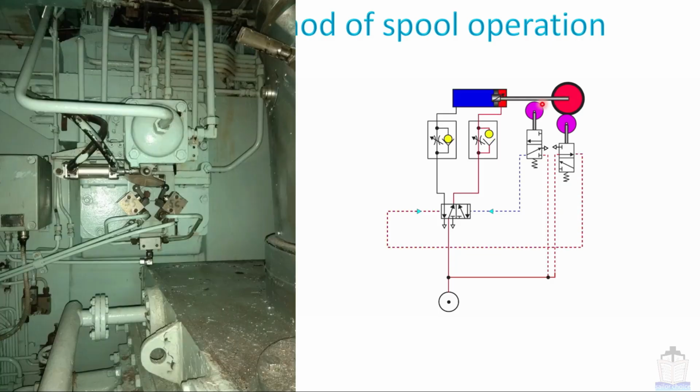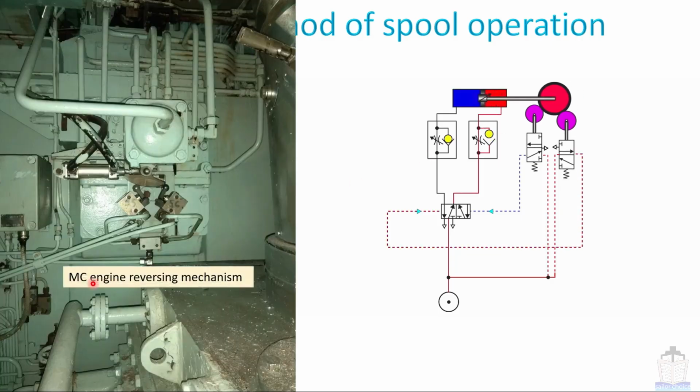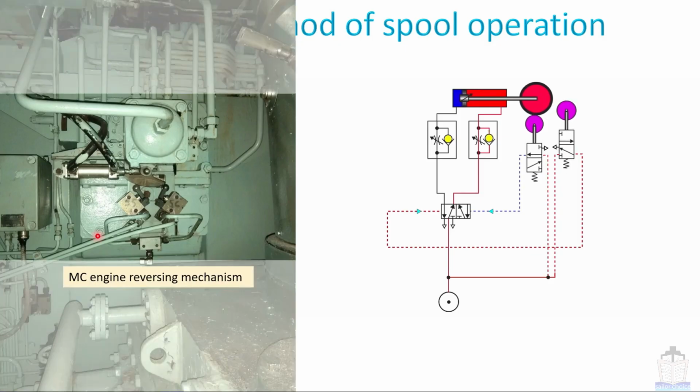Now I am going to show you a picture which is the ME engine reversing mechanism. This mechanism somewhat resembles this animation, but unlike this animation, this system doesn't work automatically. The piston of this actuator shifts if and only if reversing is required, that means from ahead to astern or from astern to ahead. So I hope this is clear.